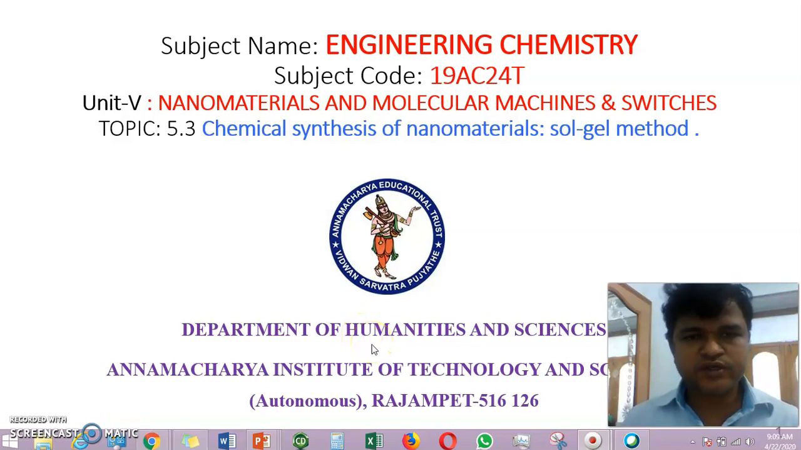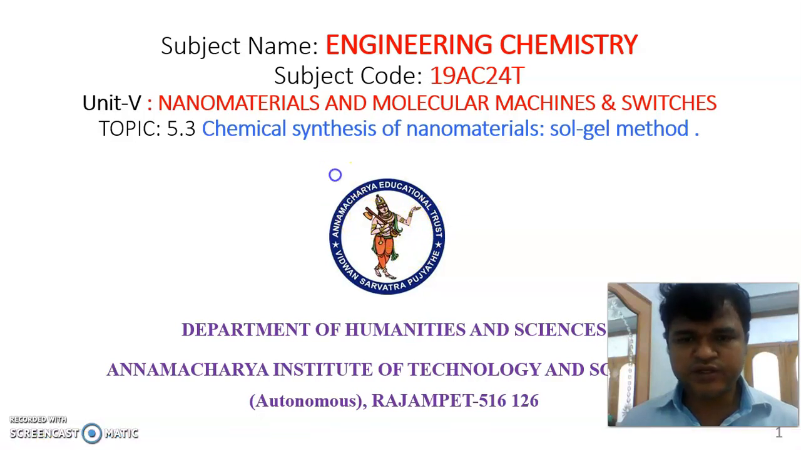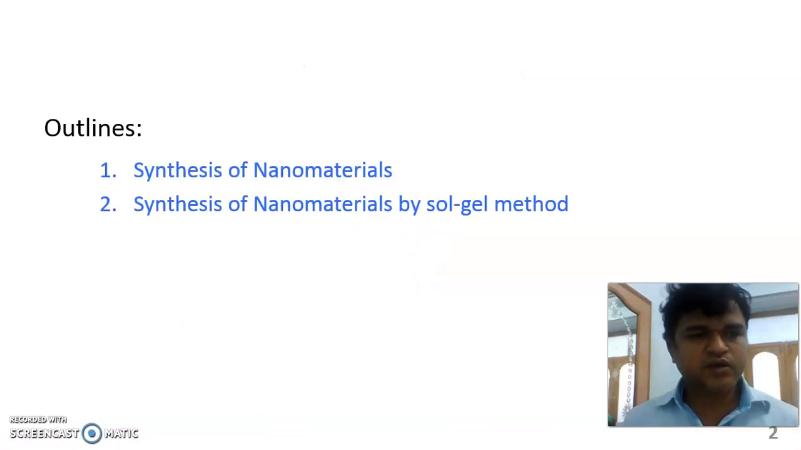Today we are going to discuss the 5th unit, nanomaterials and molecular machines and switches, from the engineering chemistry subject. Today's topic is chemical synthesis of nanomaterials by the Sol-Gel method. Let us start. The outlines are very simple: how many types of synthesis are there for nanomaterials, and what about our Sol-Gel method.